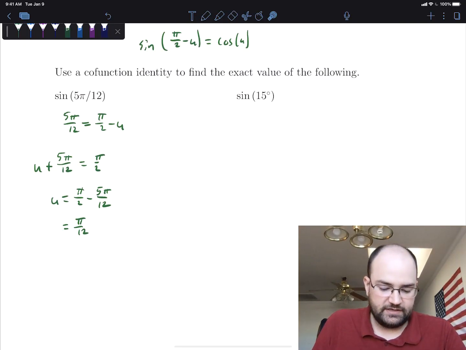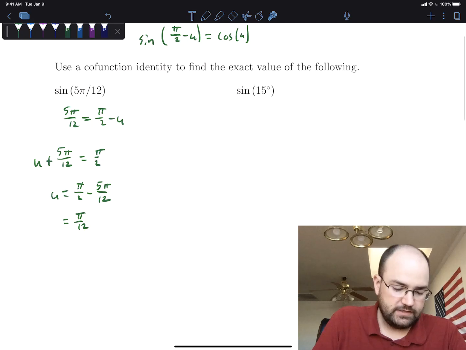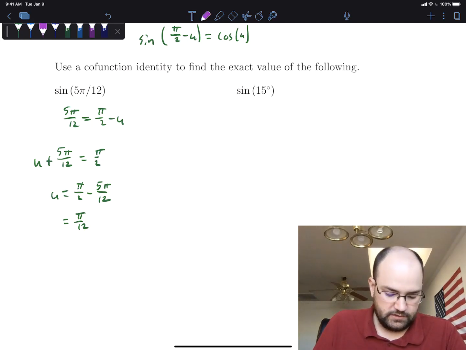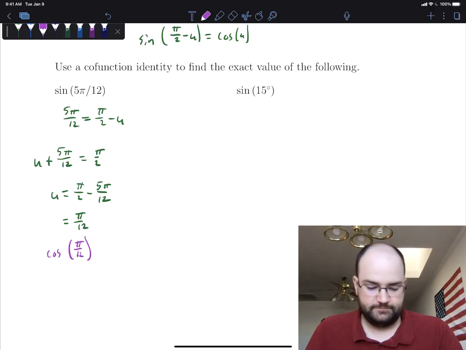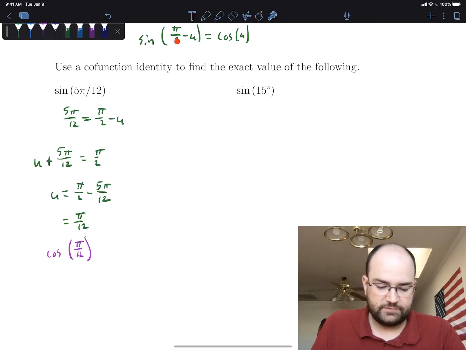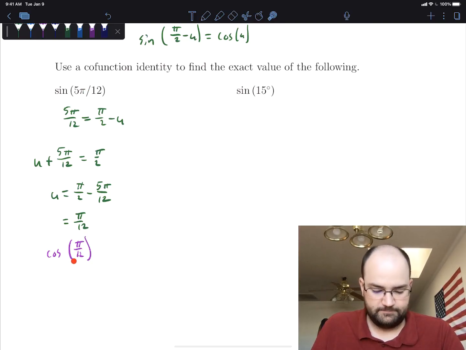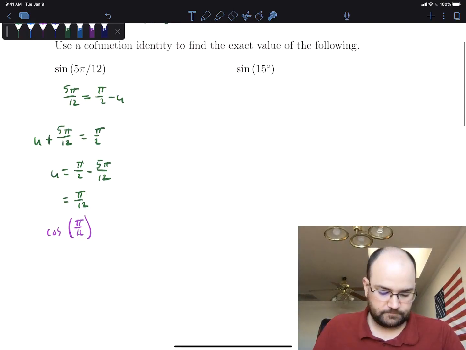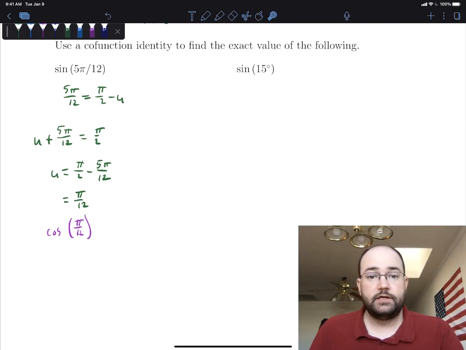Now, why is that helpful? Because if sine of this is equal to cosine of u, that means sine of 5 pi over 12 is going to be equal to the cosine of what we just figured out, pi over 12. In other words, pi over 2 minus this will give us cosine. Awesome. And at this point, you just simplify.